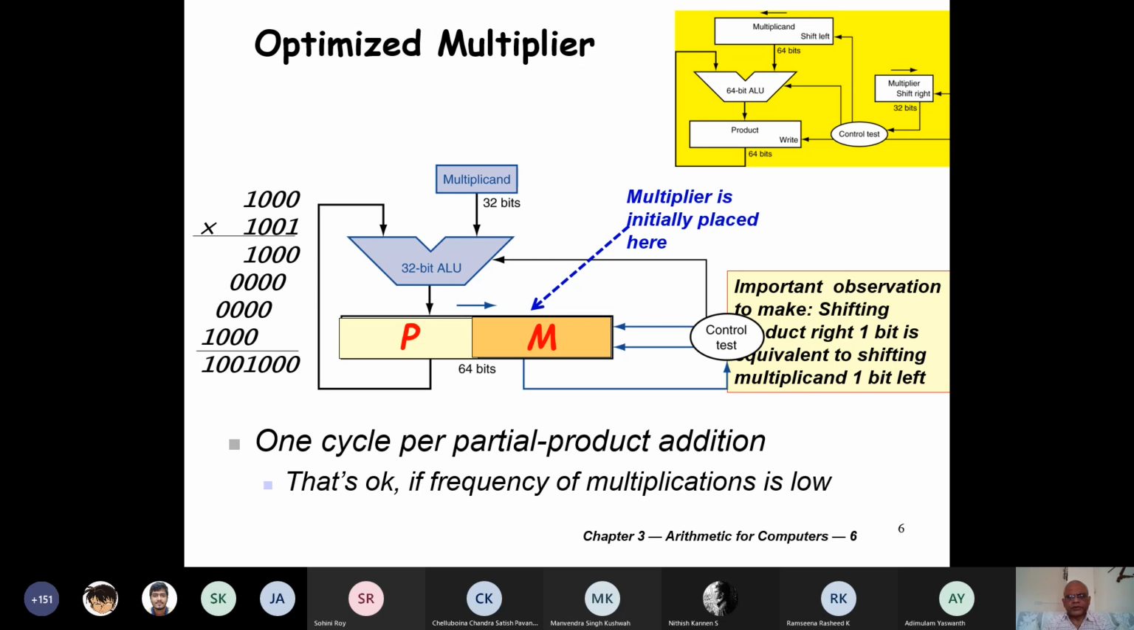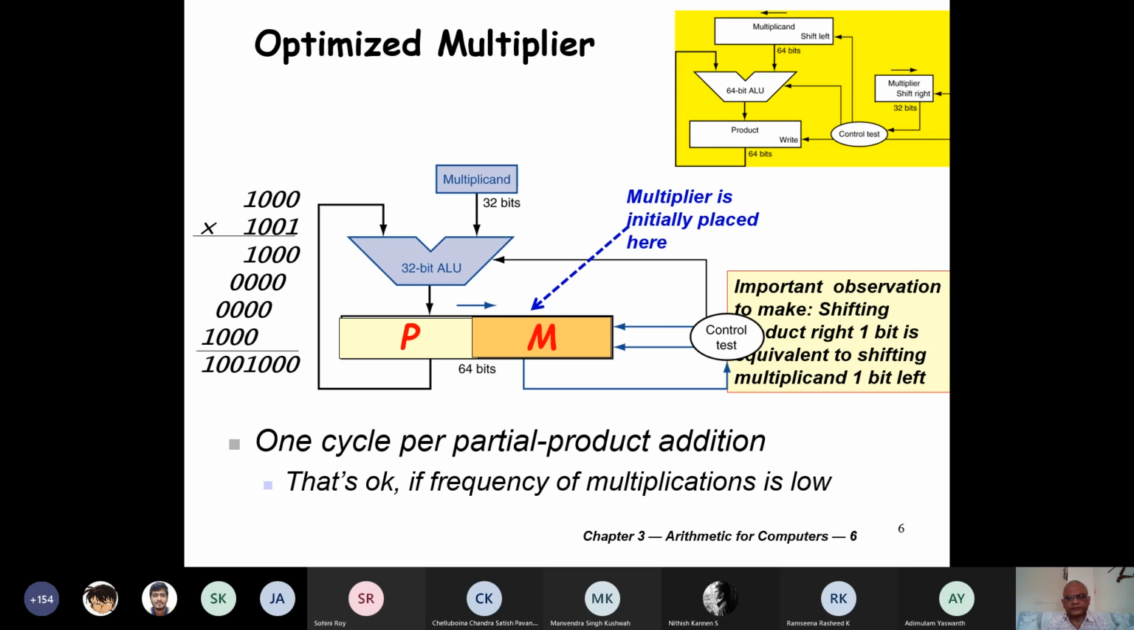But to look at the optimized multiplier, we must make an important observation. The observation is that shifting the product right 1 bit is equivalent to shifting the multiplicand left 1 bit. So this is our simple multiplier where we were doing 2 activities: one was shifting the multiplier right and shifting the multiplicand left.